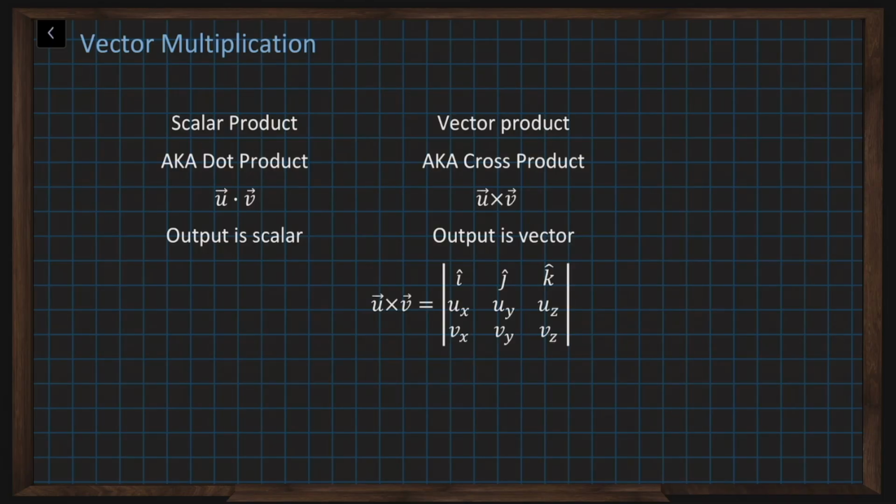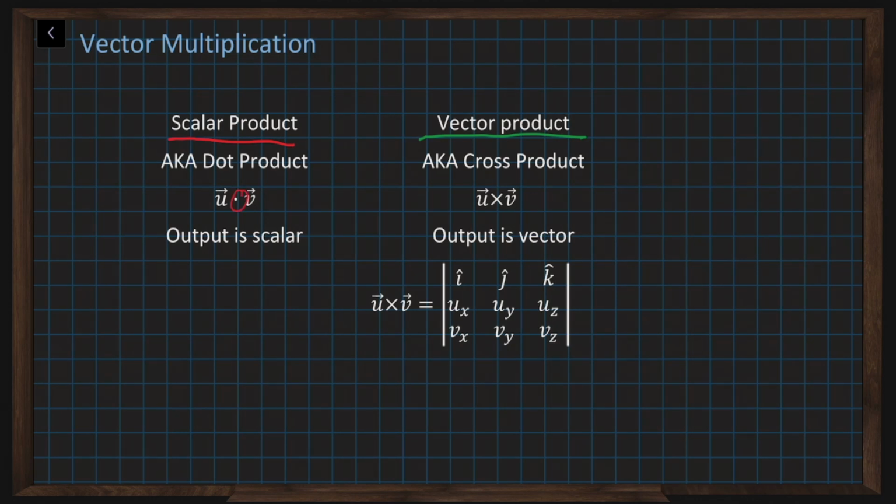In the final section of this introduction to vectors, we will discuss vector multiplication. Because there are two ways to multiply two vectors. First, we have the scalar product, and then second, we have the vector product. The scalar product is also called the dot product, and that is because we denote it with a little dot.